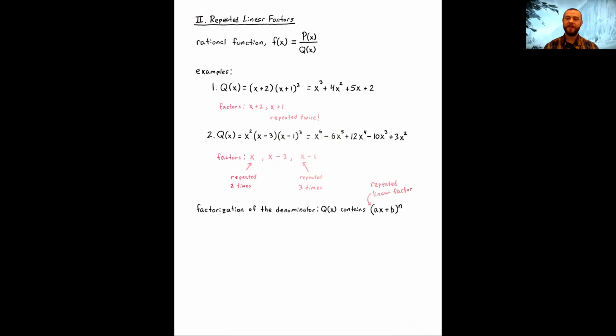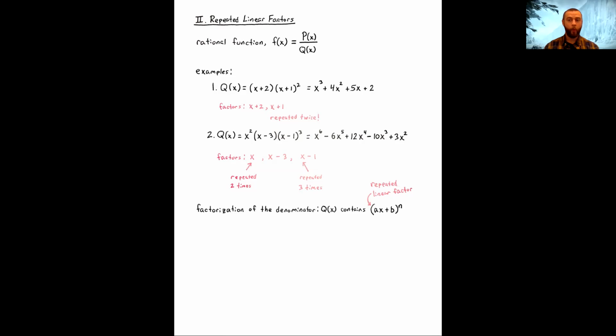All right, so we're going to focus on first having the denominator completely factored. The denominator, we're denoting it as q of x. And let's suppose that q of x, somewhere in the factorization, we have a linear factor of the form ax plus b, but in the factorization, there is ax plus b to a power. Here we're writing it as the nth power. So we're going to say the linear factor ax plus b, writing it here, is repeated n times.